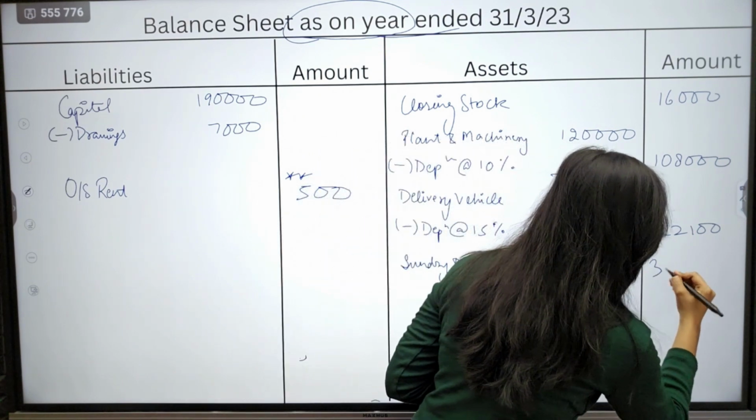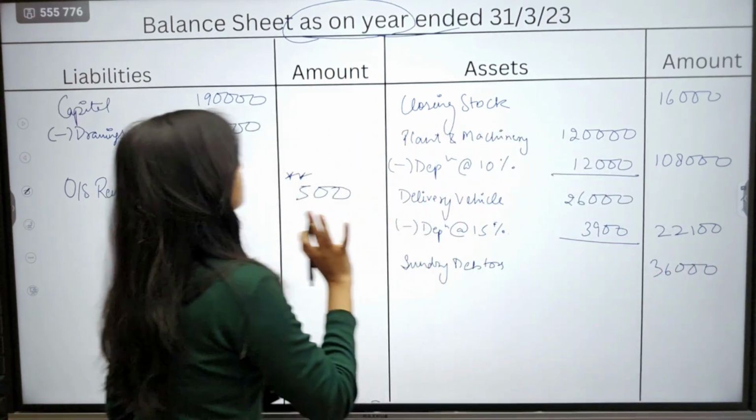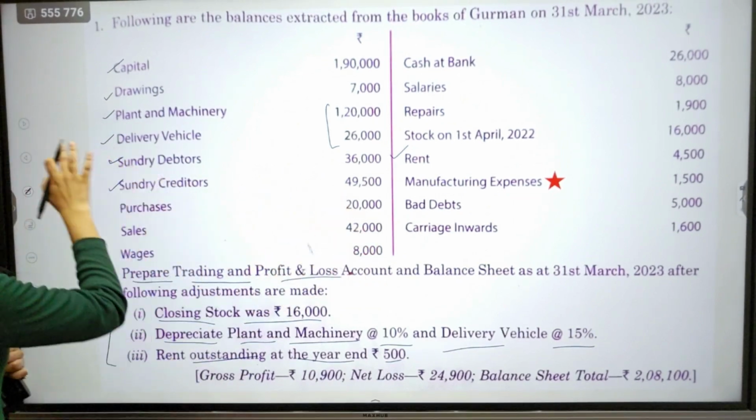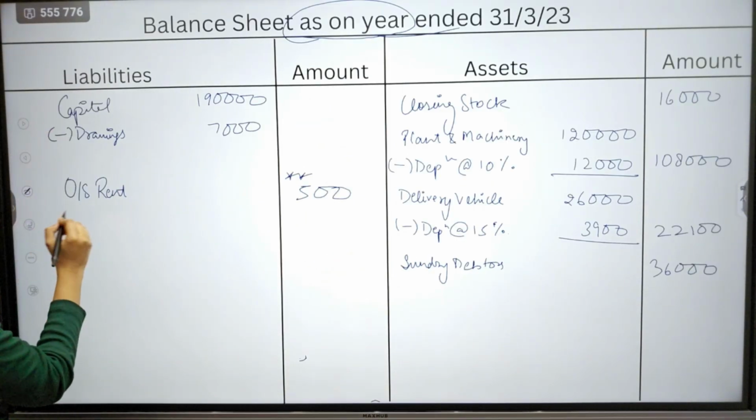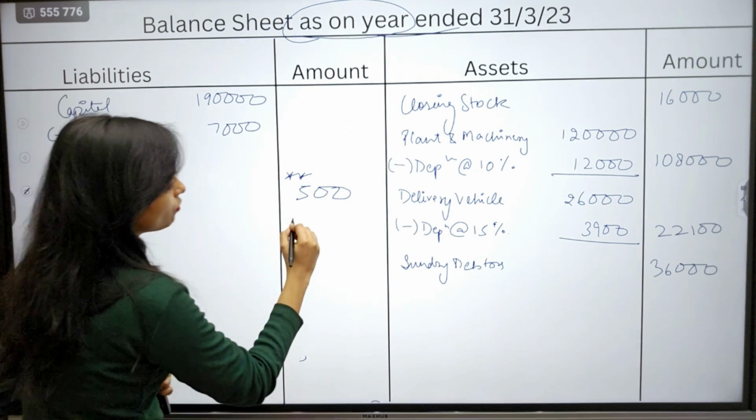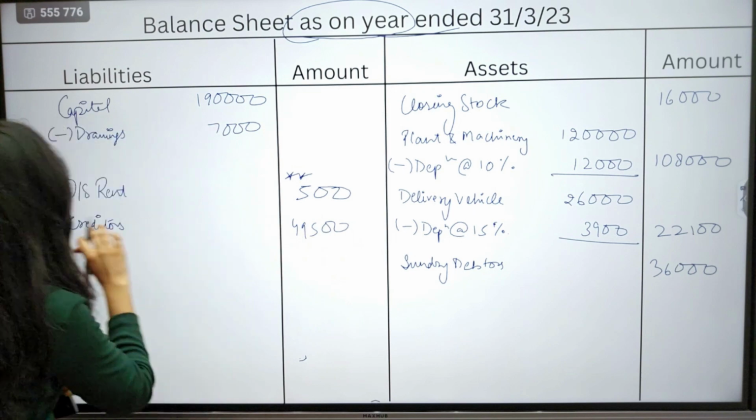Because they will give me money in future now. This is my future economic benefit, 36,000 rupees. Sundry creditors, I have to pay them off. These are always liabilities. So 49,500. Okay.